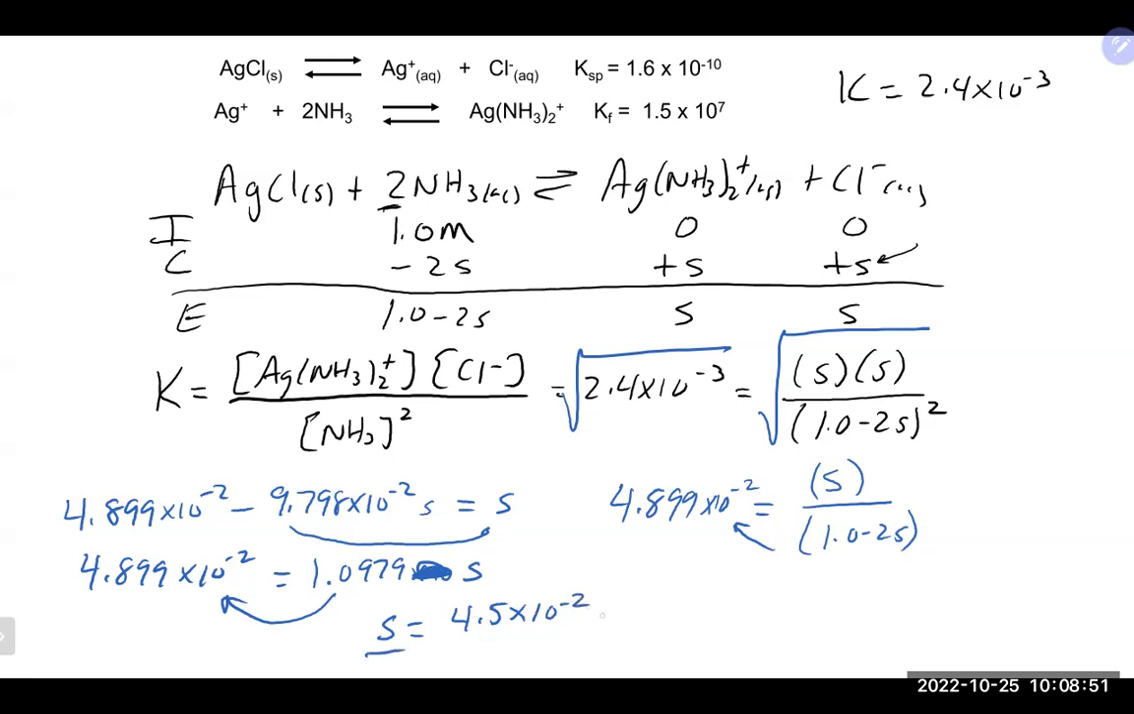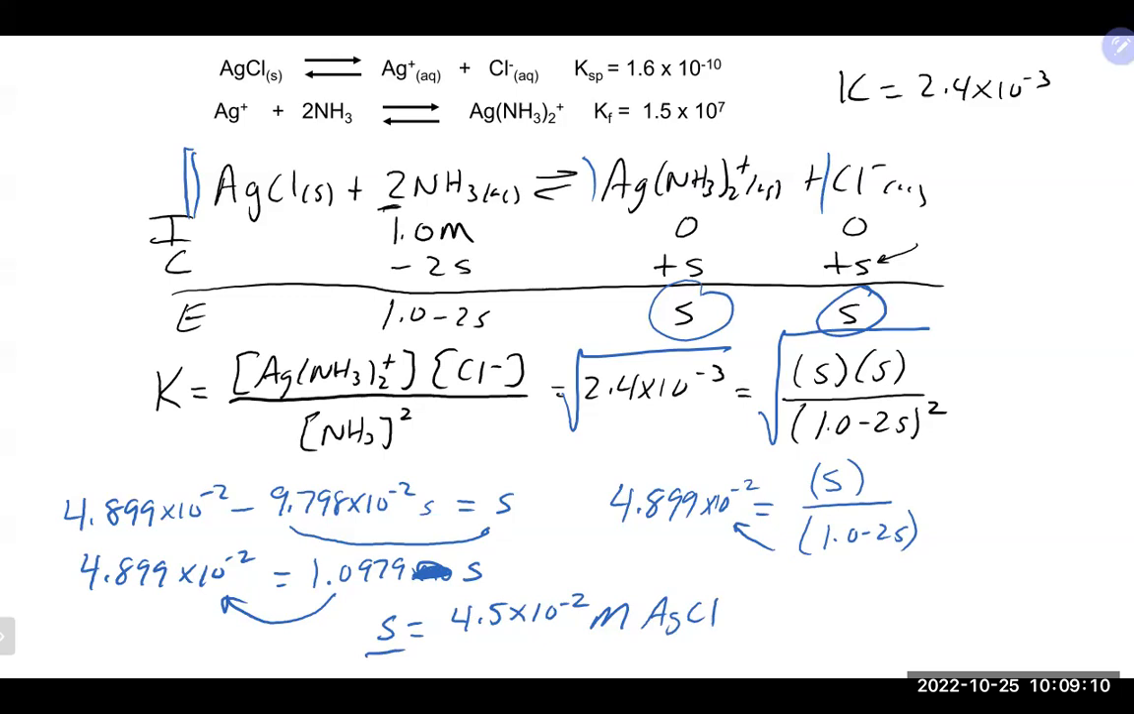This is S, which is the molar solubility of silver chloride. Once again, it would be this S, which is a 1-to-1 relationship back to that one, so it's the same thing. It's also this S, which is a 1-to-1 relationship back to that one, which would give you the same thing here.